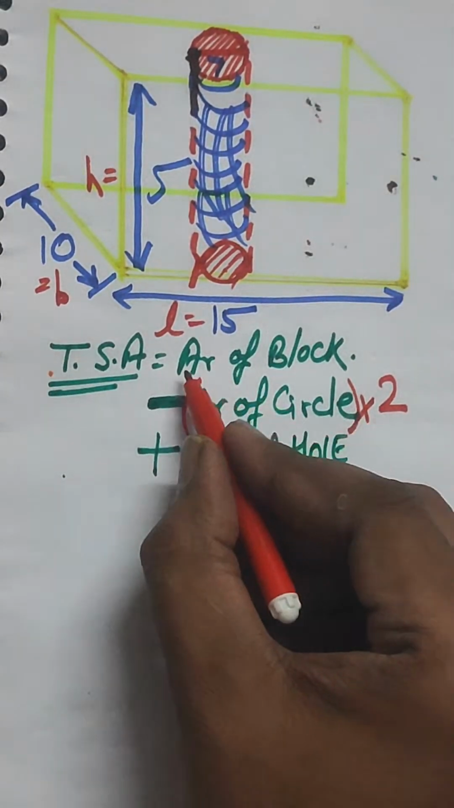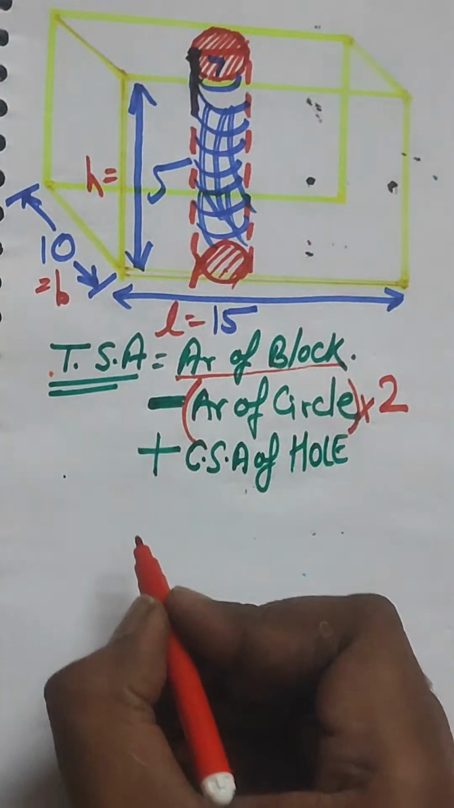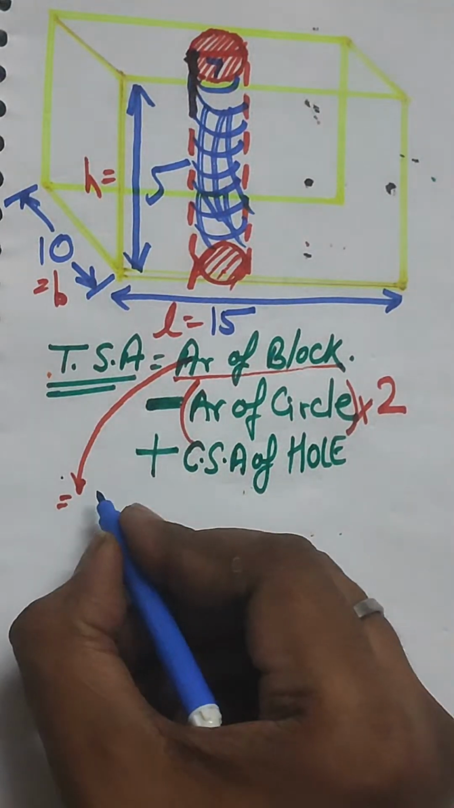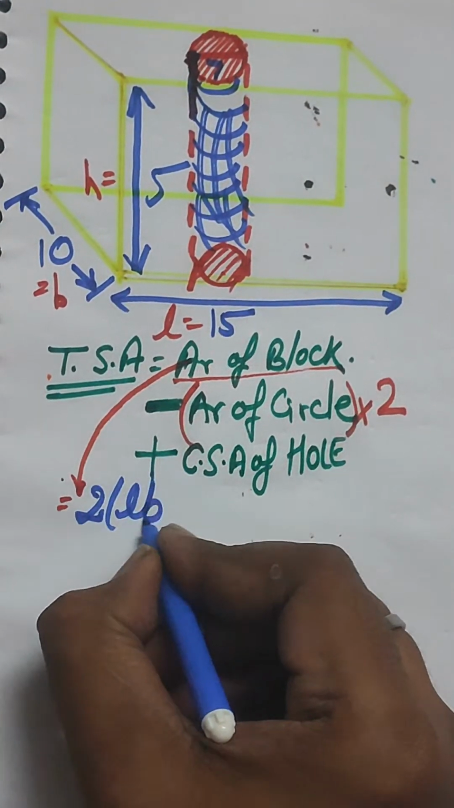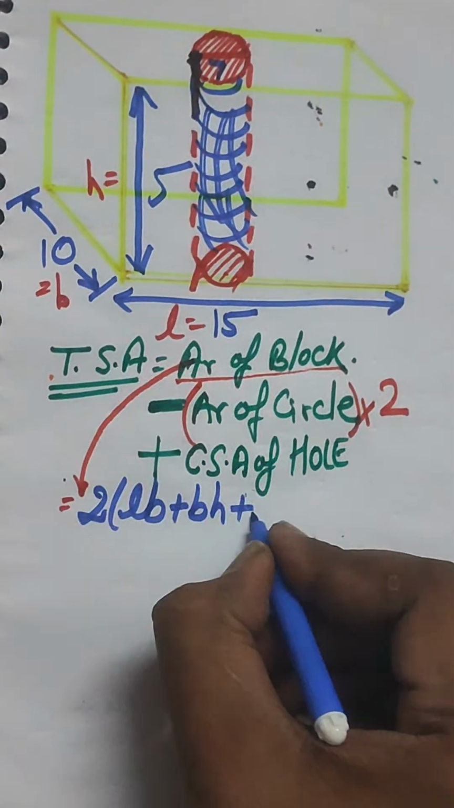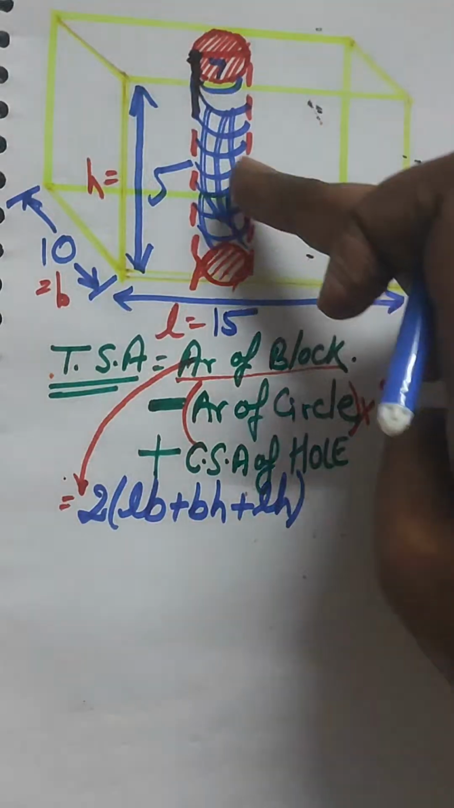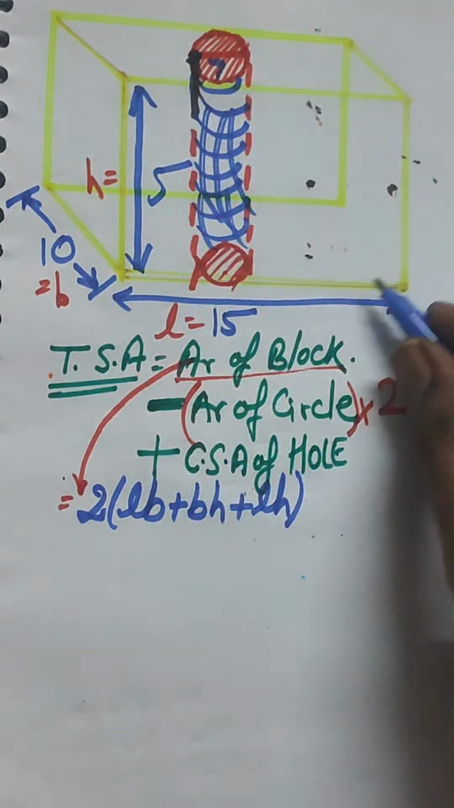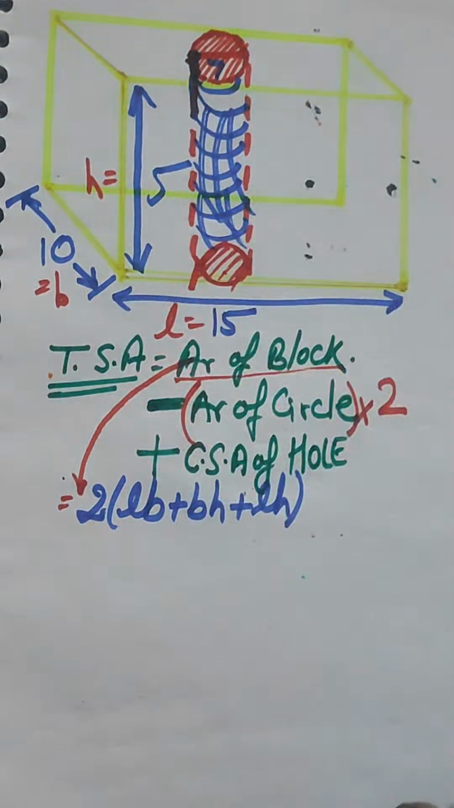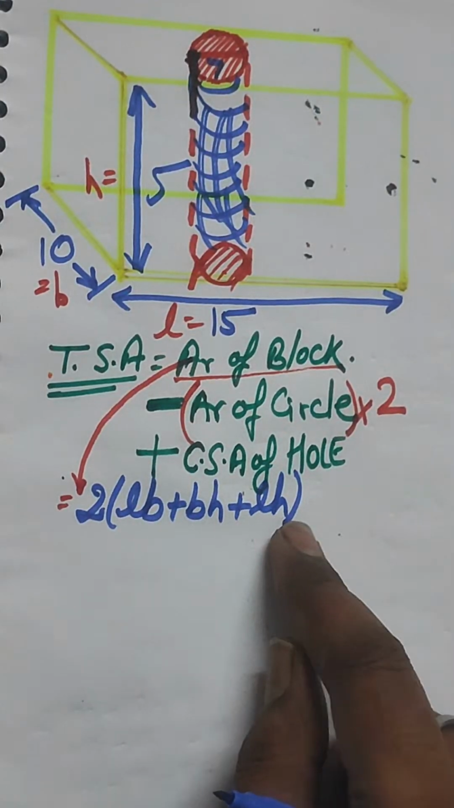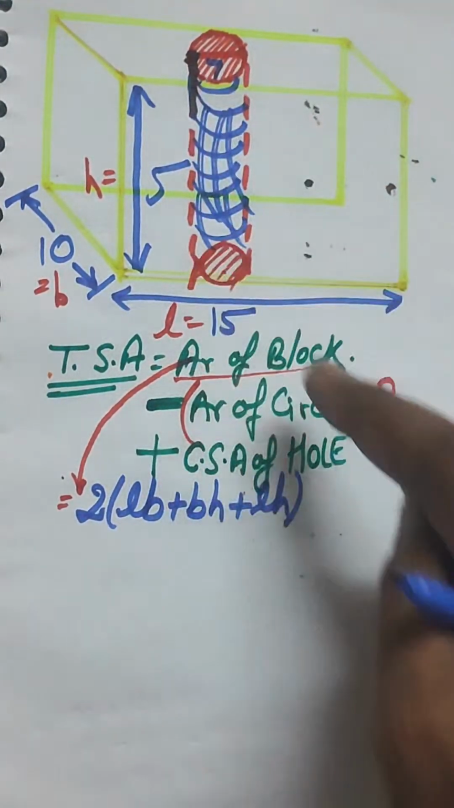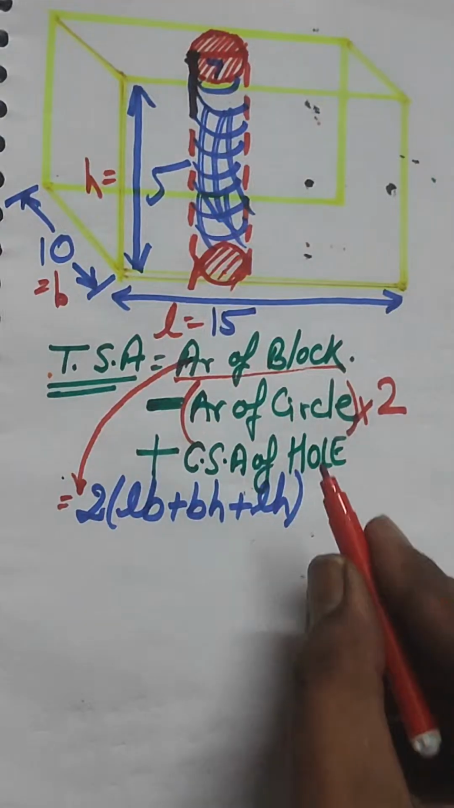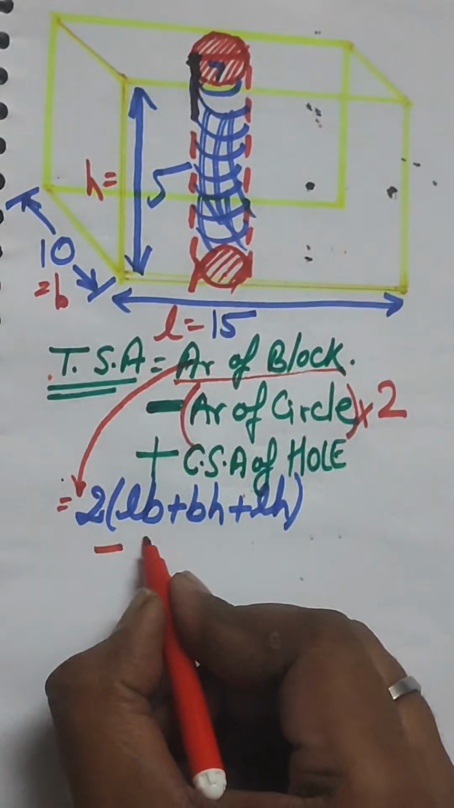So the area of the block is nothing but 2 into (LB plus BH plus LH), right? This is the area of the complete solid block, because L into B is one surface, another surface, and a third surface, total 6 surfaces. So that's why 2 LB, 2 BH, 2 LH, minus the area of these two circles which are removed, right?